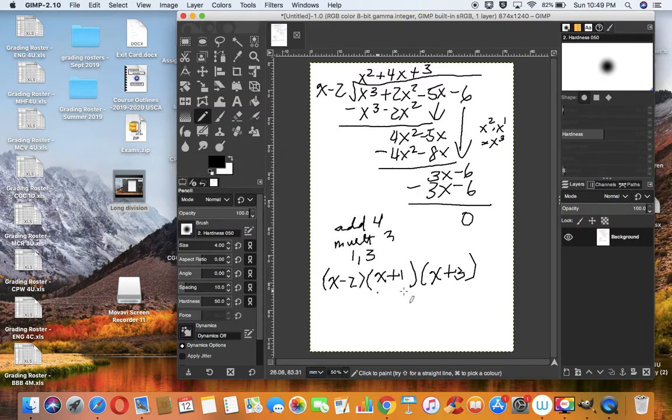So we figured this part out, and now we figured out this part, but we want to factor that further. So we think of two numbers that add to the middle term and multiply to the last term. That would be 1 and 3. So we replace those in there, and we have the fully factored form of the equation. Okay, so I hope that helped you understand how to factor a polynomial.